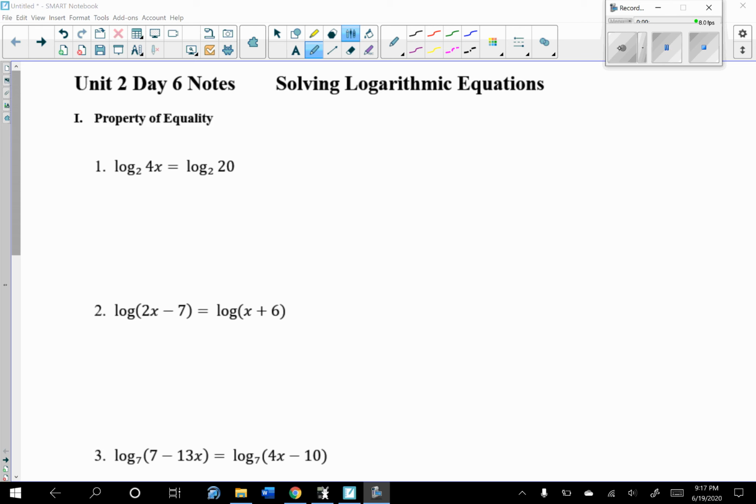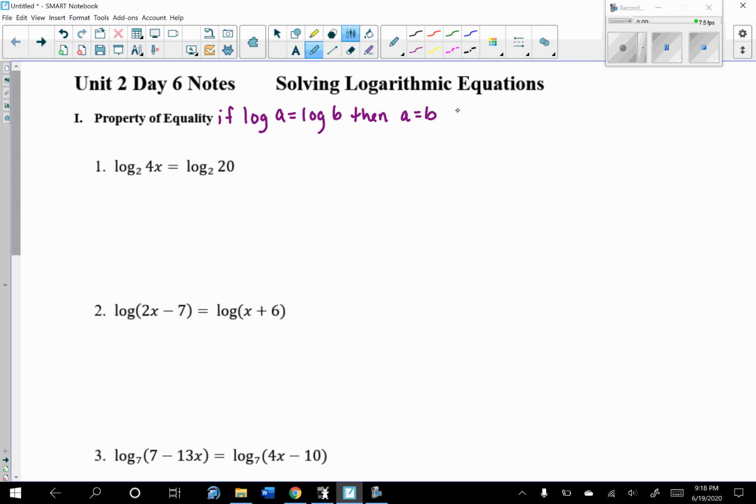Solving logarithmic equations is what we're going to look at today. So remember the property of equality. If the log of A equals the log of B, and you have to have the same base, then A would have to be equal to B.